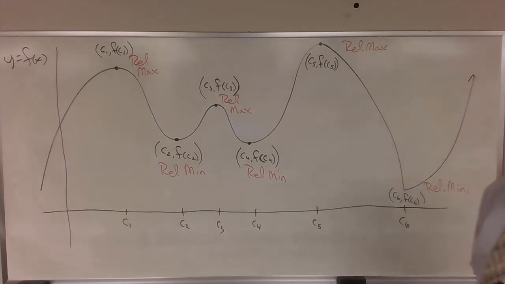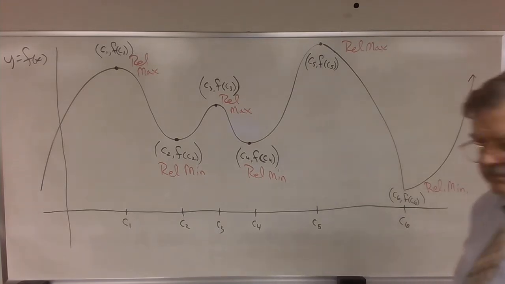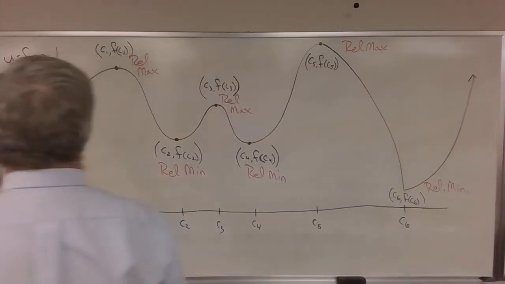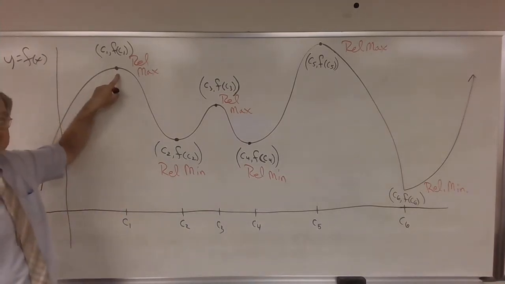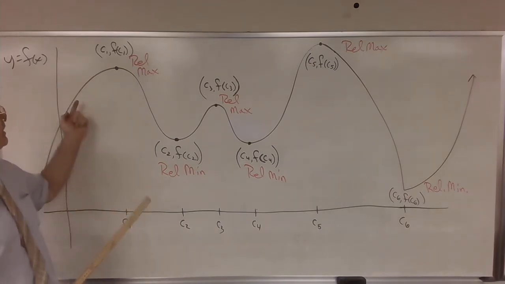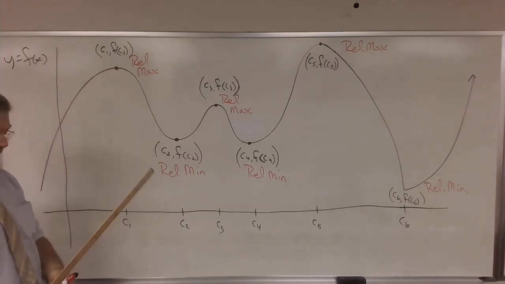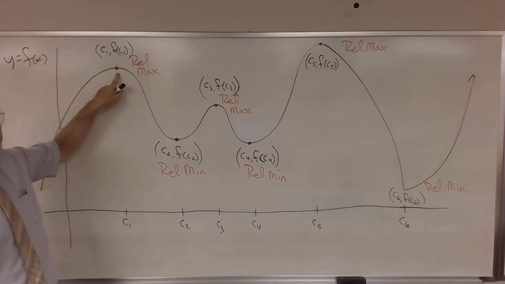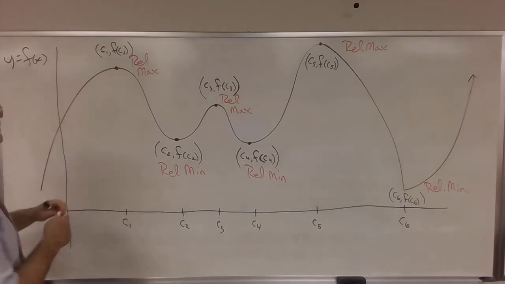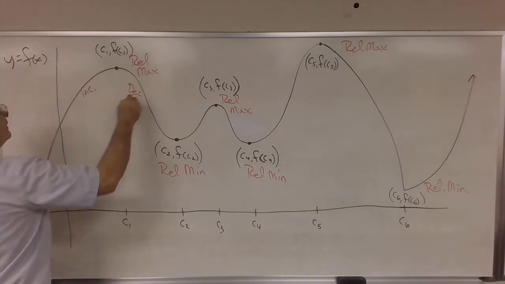Now, let's see if we can milk this for all it's worth. In order for this point to be a high point on the graph, the graph has to change direction, right? Here the graph is increasing. Here the graph is decreasing. We have to have a change in direction here. So let's see. Here the function's increasing. Here it's decreasing.